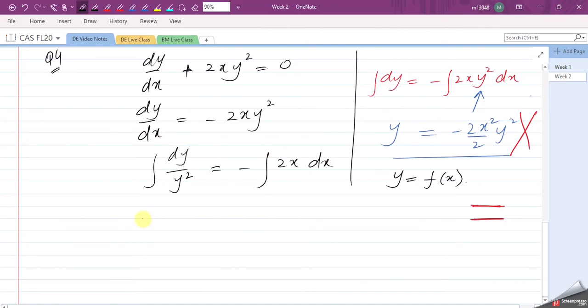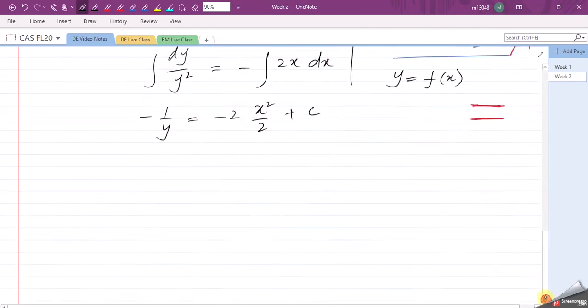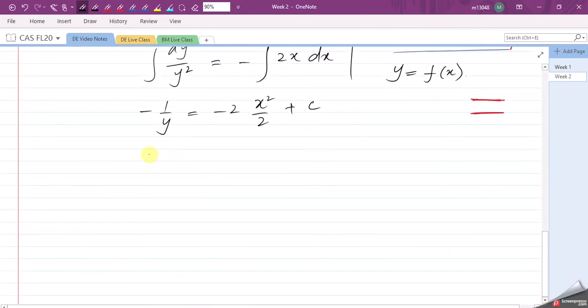Well, this integral is minus 1 over y, and this integral is x square by 2 plus a constant. Generally, simplification of the solution is not required in differential equations, but one or two steps would be, of course, very nice. That's more or less aesthetic. So I'll just cancel 2 with 2, and that's our answer.